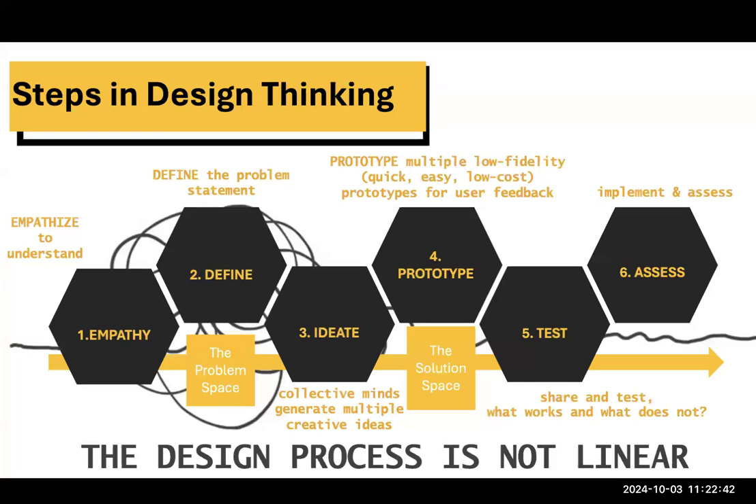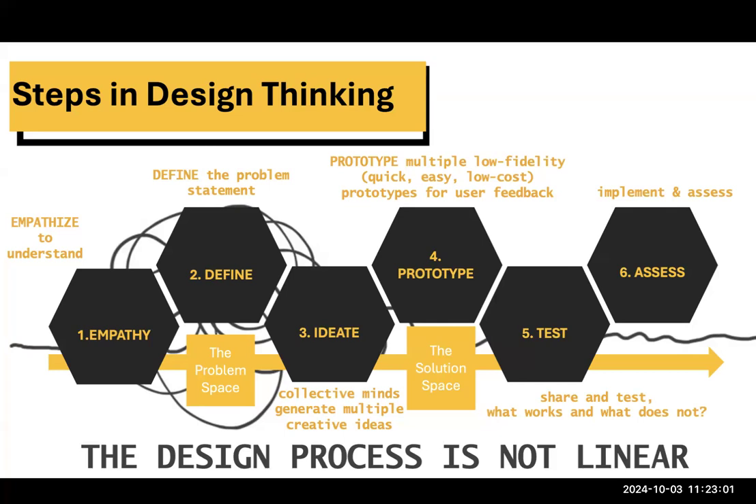So now we're in the solution space, and we're prototyping different solutions, and we're testing them. Okay, and we're sharing and testing, and we're trying to find out what works and what does not. And then that's step 5, testing and being very clear about, okay, why does this work? Why doesn't it? Can we then go back and prototype differently?